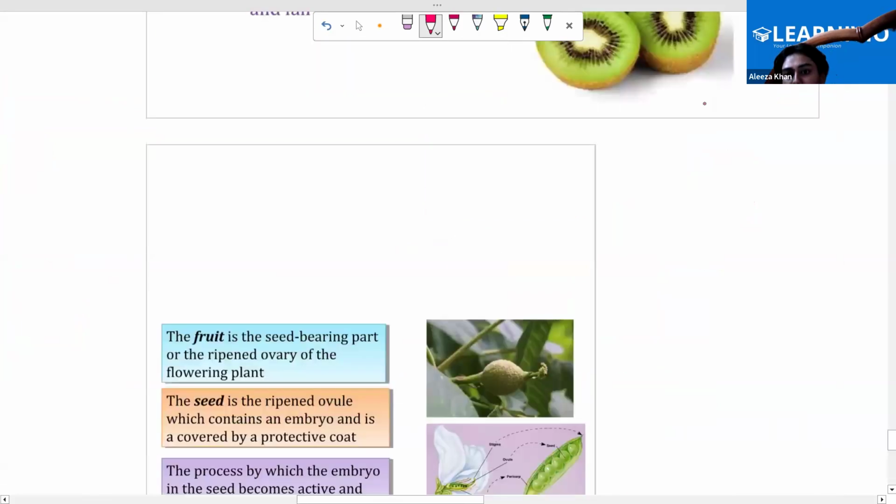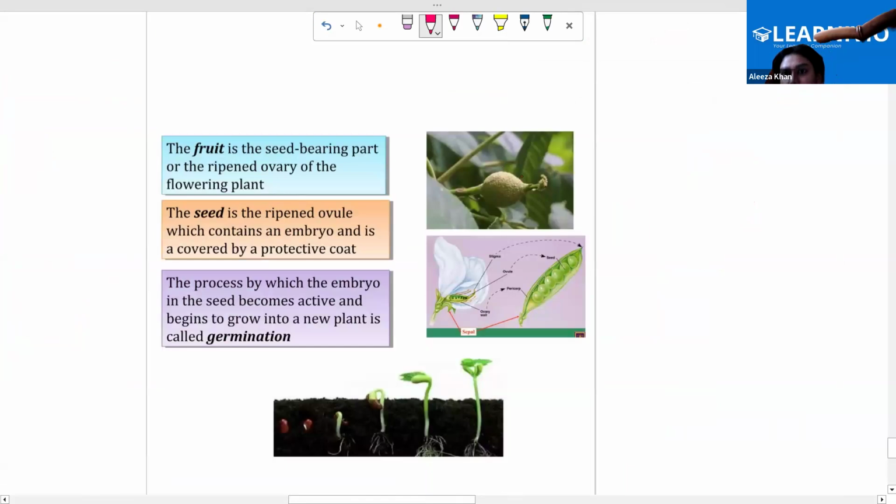So if you can observe in the case of fruit, if you can see this image, this is the enlarged ovary which is turning into the fruit. Yes or no? Yes, ma'am. After the embryo develops into the seed and becomes active, that process is known as germination. This is the seed, and it is germinating to produce a new plant. So this is known as the germination process.